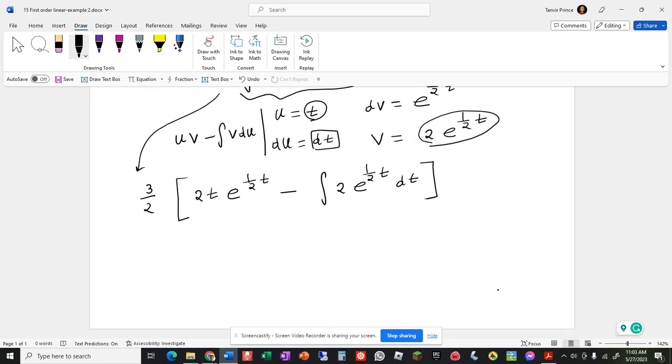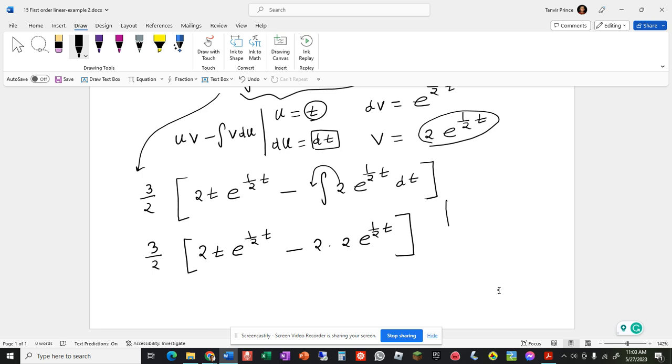So let's continue to evaluate this integral. I'll copy the first one. Here I can take out this 2 outside, and the integral of e to the half t, as we did a little bit ago, is 2 times e to the half t. We're going to add plus c at the end of the day.